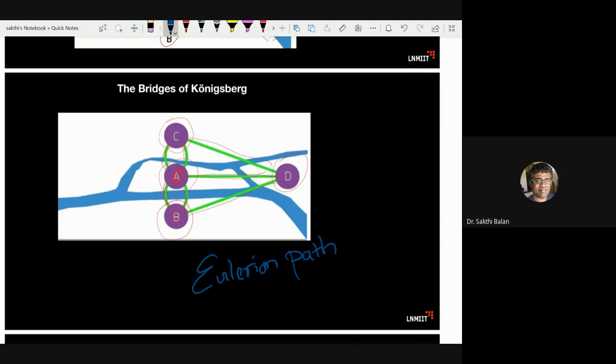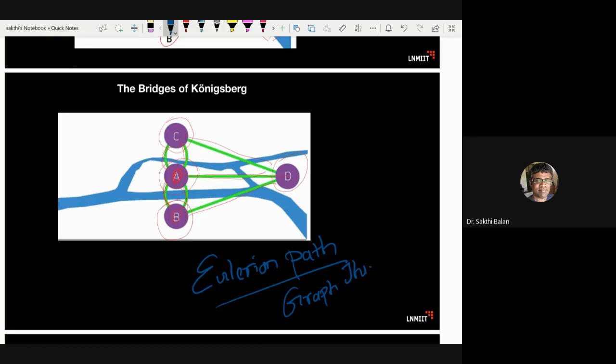I'm just trying to give a motivation about the history of the evolution of graph theory. This path is called an Eulerian path because Euler found this in 1736, way back in 1736. And that was the birth of graph theory.